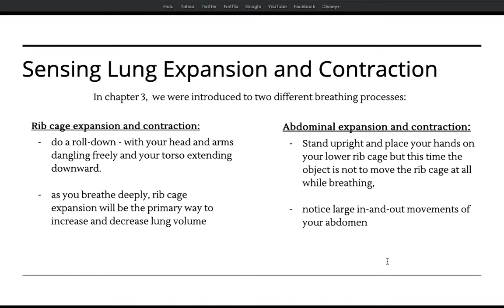So your ribcage is what's moving in and out more, and you're feeling that expansion and contraction.